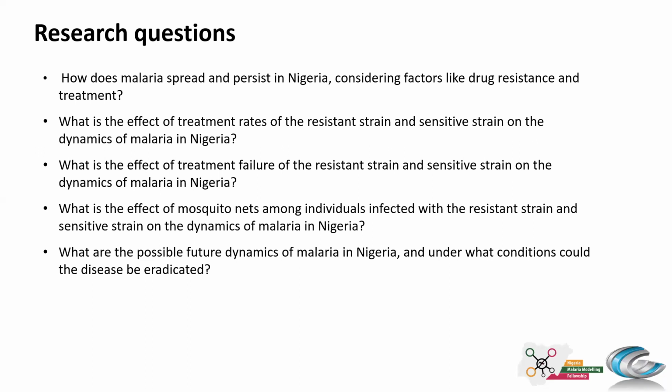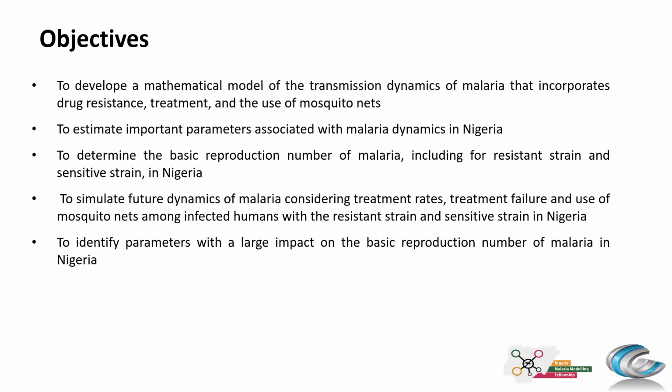Next, what is the effect of mosquito net use among individuals infected with the resistant strain and the sensitive strain on the dynamics of malaria in Nigeria? Lastly, what are the possible future dynamics of malaria in Nigeria, and under what conditions could the disease be eradicated?